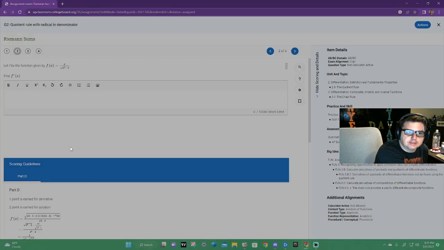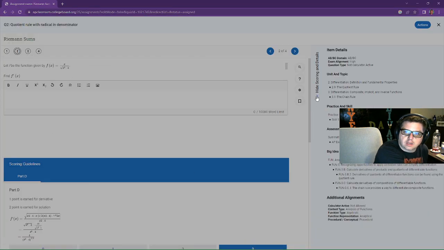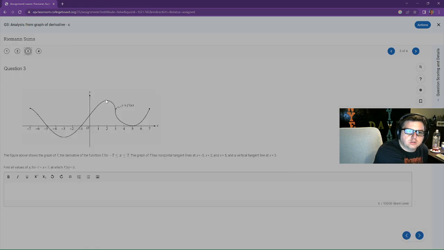Maybe get some hints out. Let's hide the scores. So for this one, the figure above shows the graph of f prime. So first things first, know what graph you're looking at. That's so important. You've got to know what graph you're looking at.